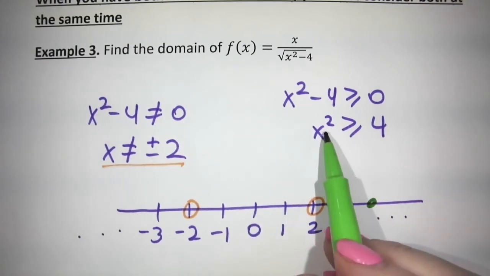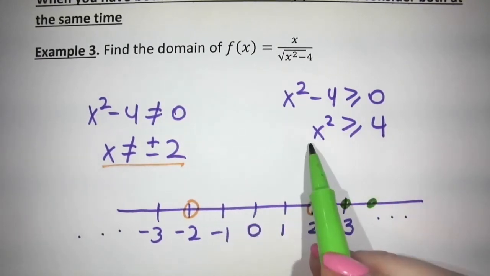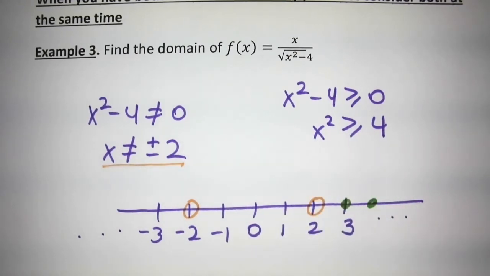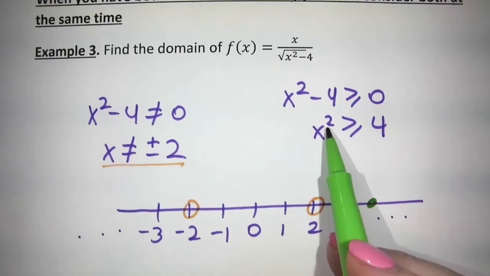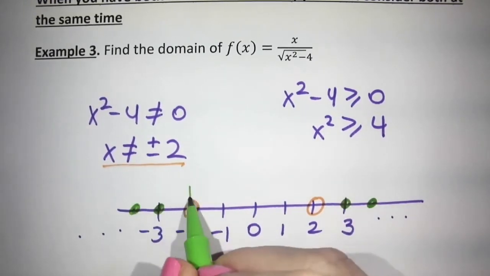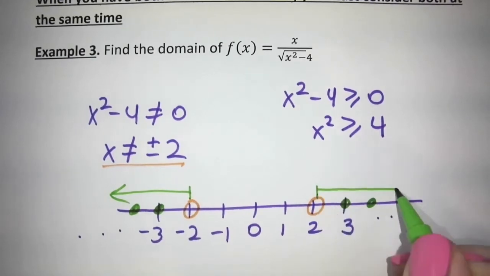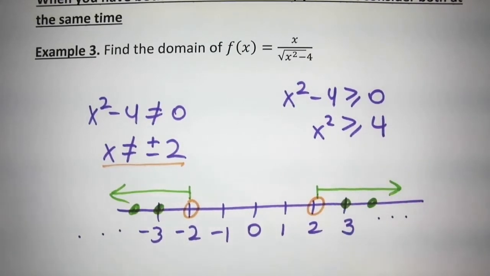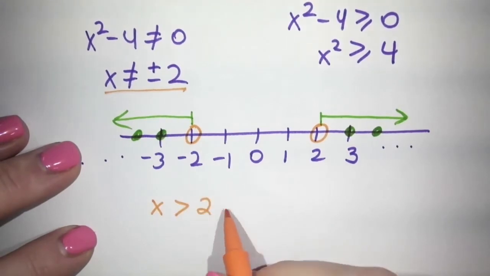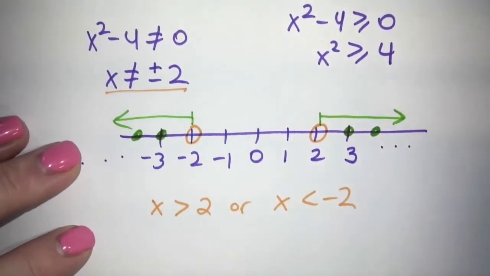What about 0? 0 is not greater than or equal to 4. Negative 1 squared is 1, and 1 greater than or equal to 4 is not true. But negative 3 works, because negative 3 squared is positive 9, and 9 is greater than or equal to 4. And so we get our domain as going from 2 up, but not including 2, and from negative 2 down, but not including negative 2. So x is greater than 2 or less than negative 2.